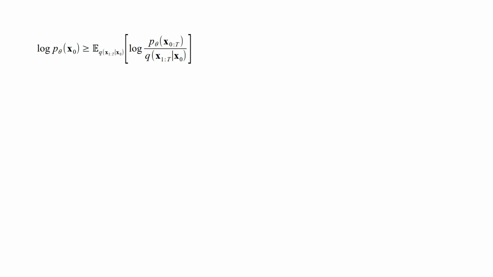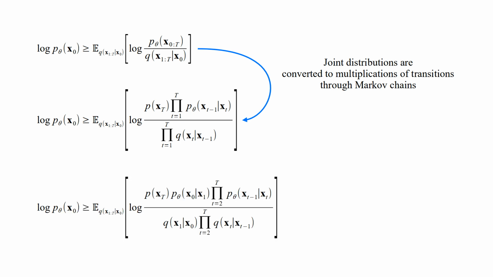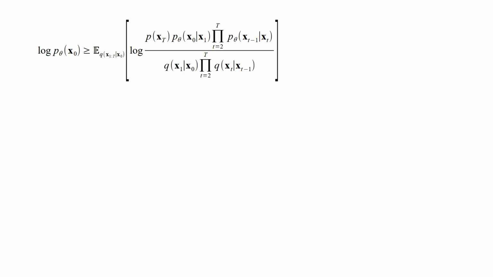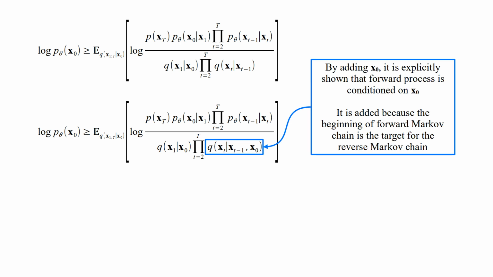Joint distributions can be written as multiplications of Gaussian transitions. Take t equals 1 terms out of product operators. By adding x0, it is explicitly shown that forward process is conditioned on x0. It is added because the beginning of forward Markov chain is a target for the reverse Markov chain.